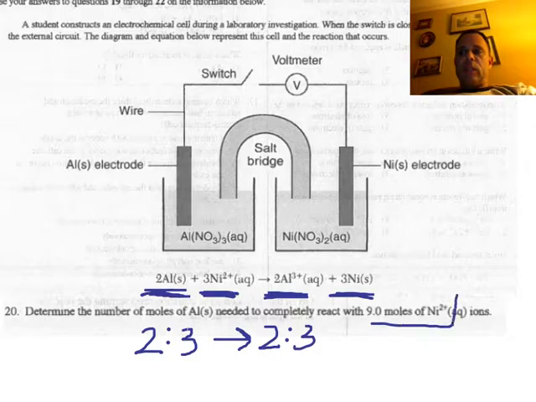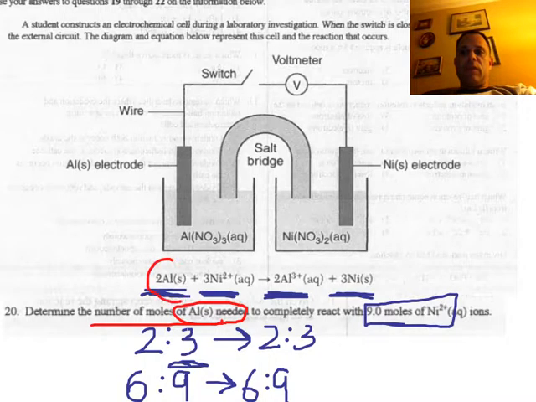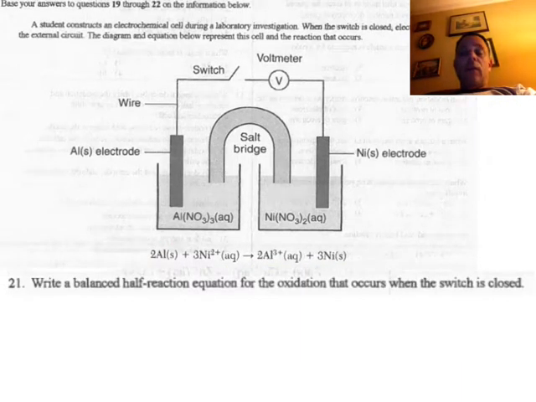This is saying what happens if we bump it up to 9 moles of nickel. Nickel was this position, so if that were 9, well, that's triple the amount. Tripling everything here, this would be 6, and that would be 9. And the question is asking us to talk about the number of moles of aluminum solid, which is this position here, meaning that's the answer. It is 6 moles.